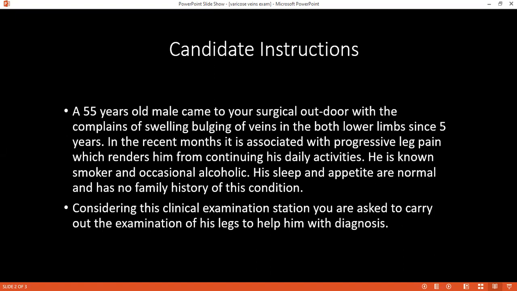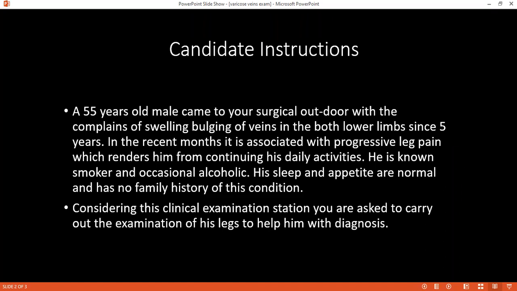Now they want to reposition the patient. My examination will start with the patient standing. I would want to inspect. This patient has a bilateral involvement, so I would start with the right lower limb.